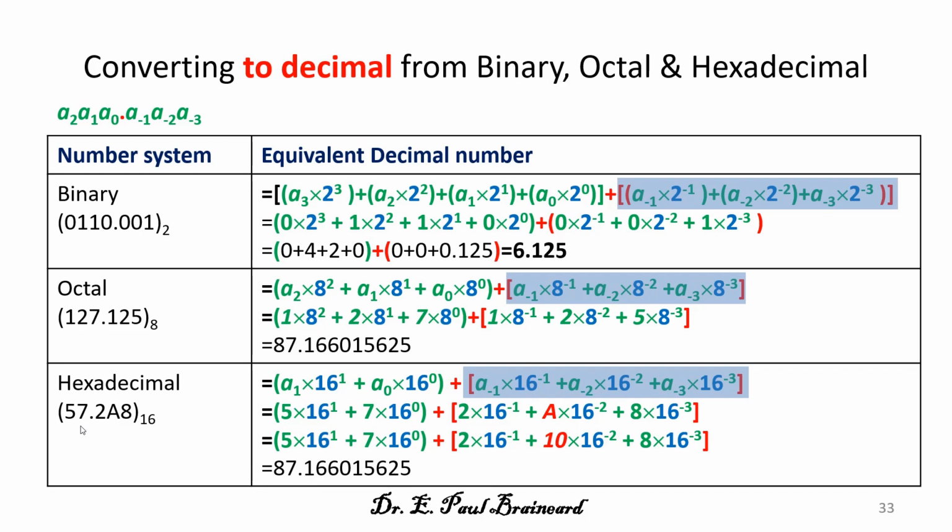Similarly, hexadecimal number 57.2A8 is converted to decimal number by multiplying by its own weighted position and adding the weighted values. Therefore, after solving, 57.2A8, that is hexadecimal, is equal to 87.166015625 in decimal number.